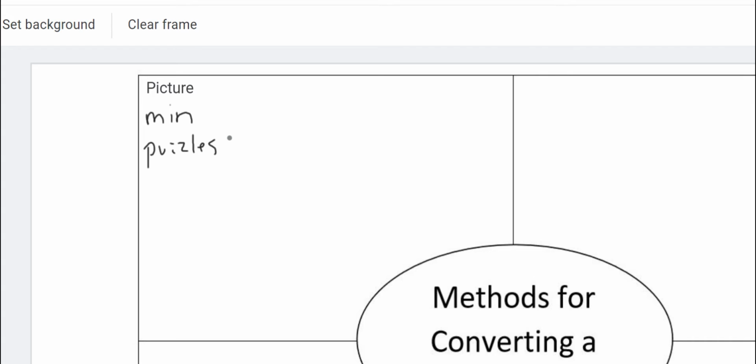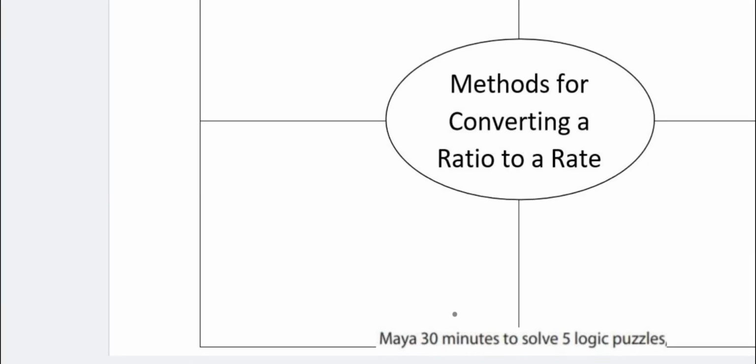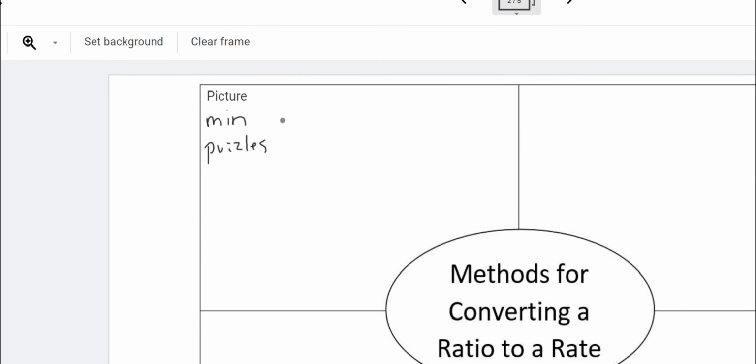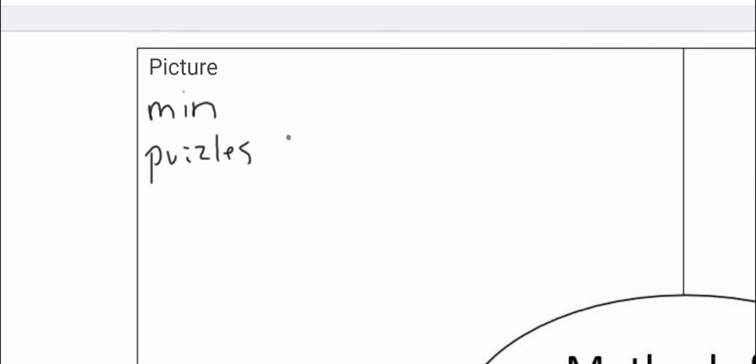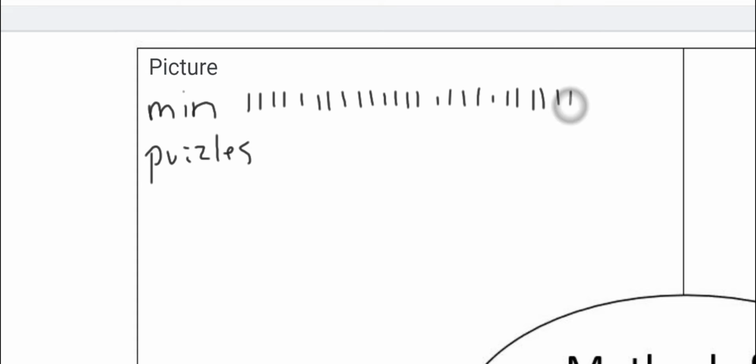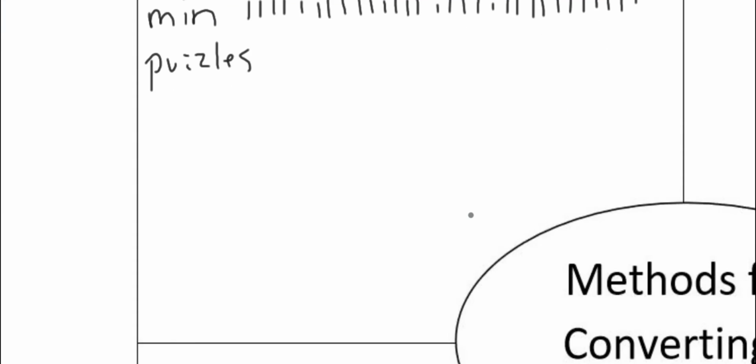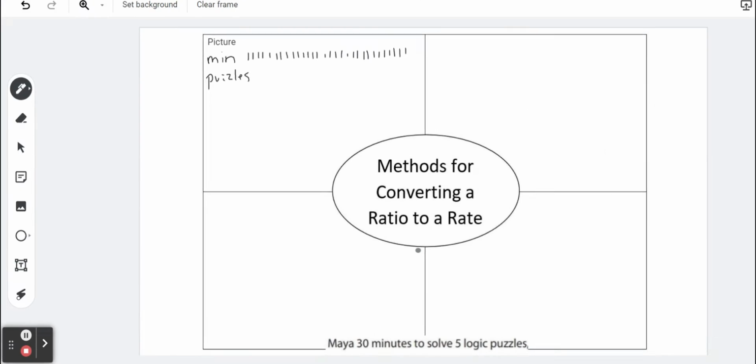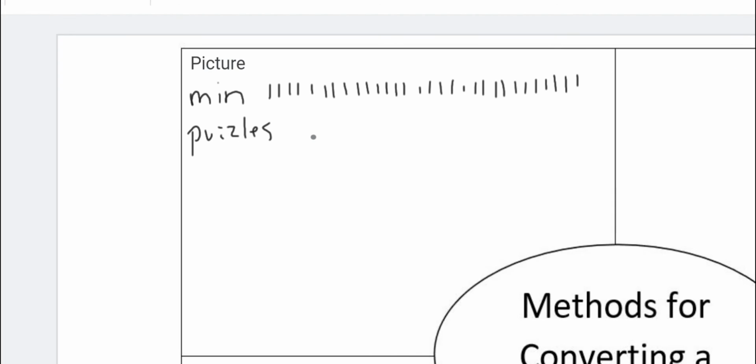So this is going to take me a few seconds, but I'm going to draw it out. Instead of using boxes, because I don't want to draw 30 boxes, I'm going to draw 30 tick marks. 1, 2, ... 29, 30. So that represents the 30 minutes. And then for the puzzles, I will draw squares just to kind of distinguish the two.